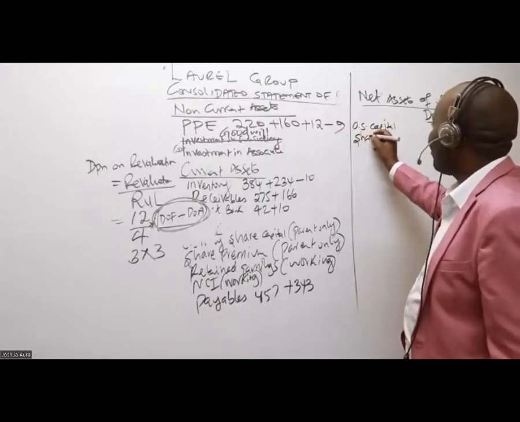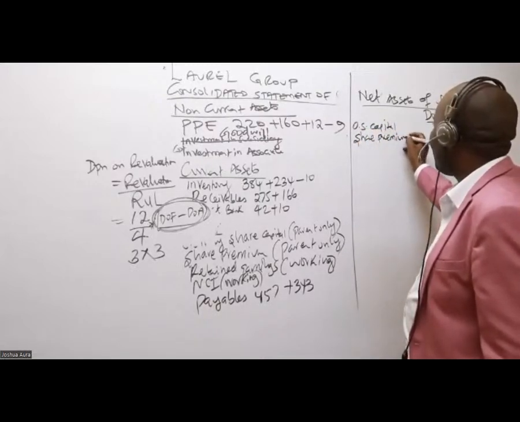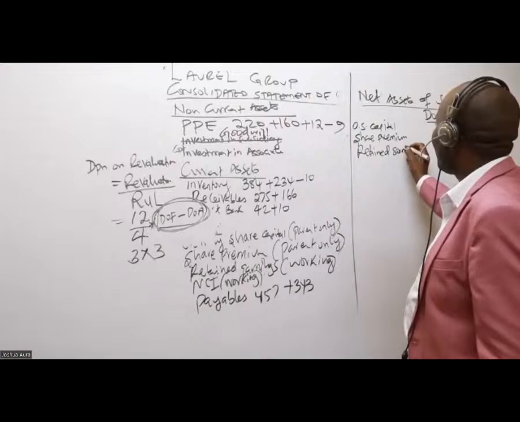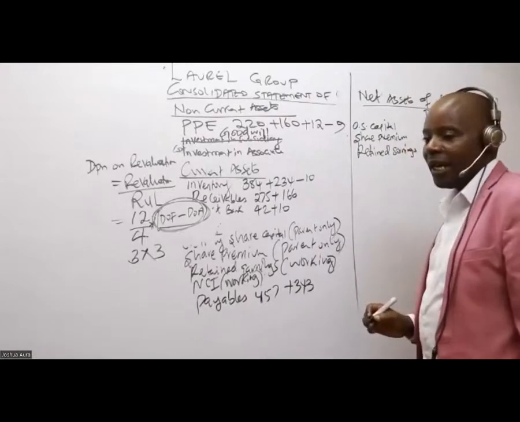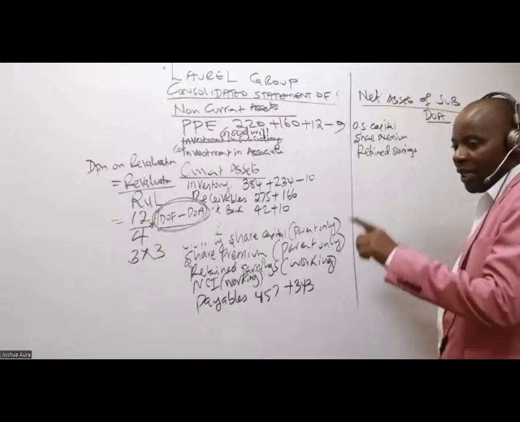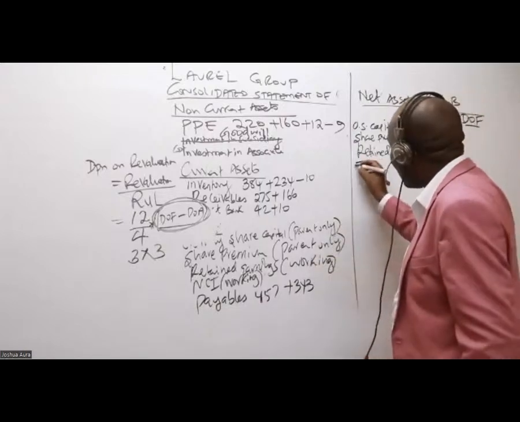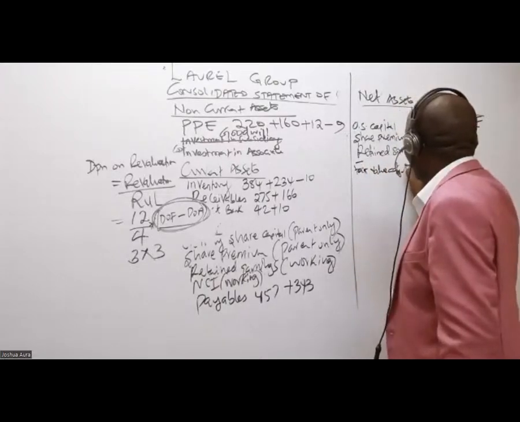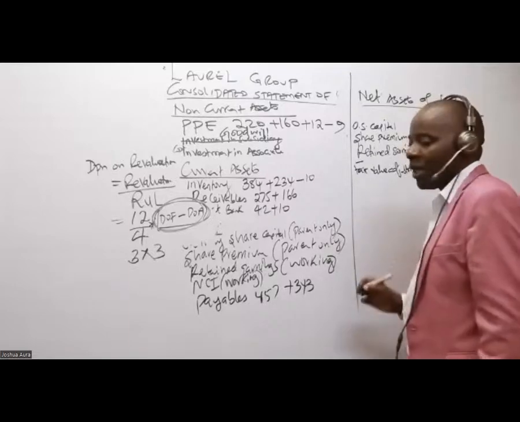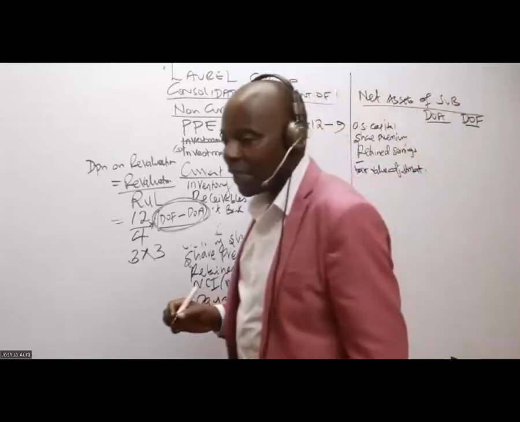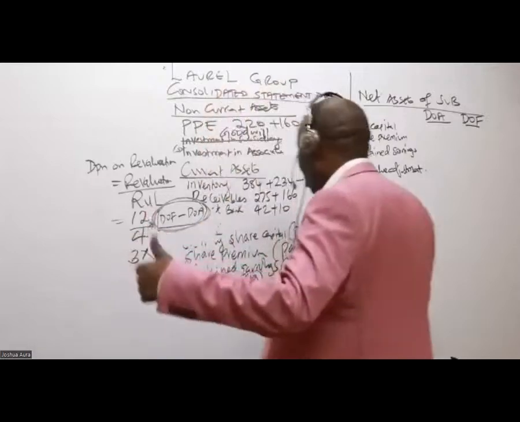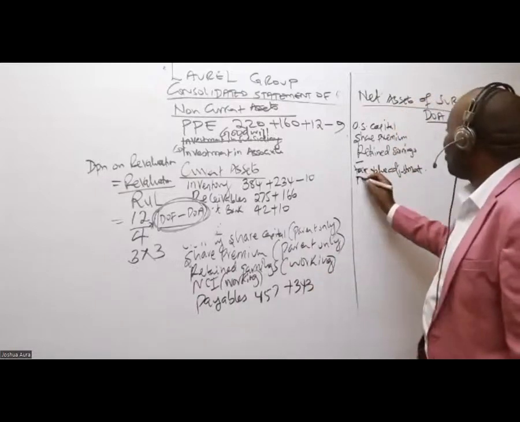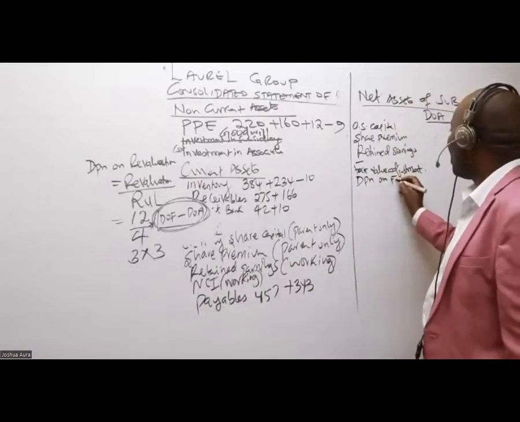We have share premium. We have retained earnings. We have revaluation, but we call it fair value. Here, if you want to scare the examiner, you call it fair value adjustment. And then lastly, depreciation on fair value adjustment. I think I need to give somebody a present.